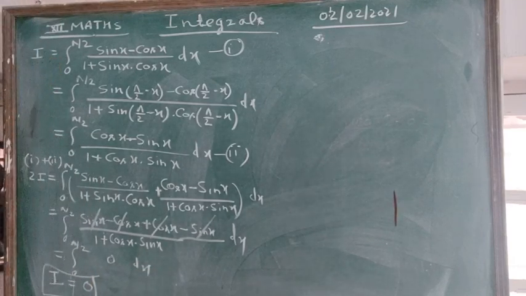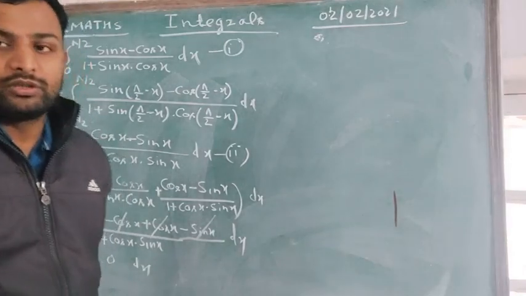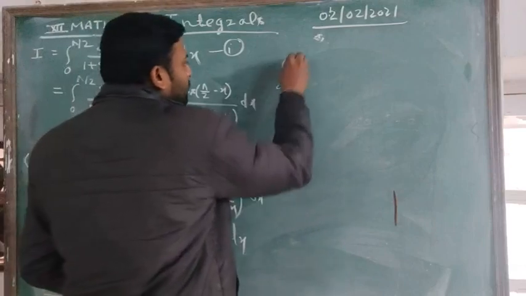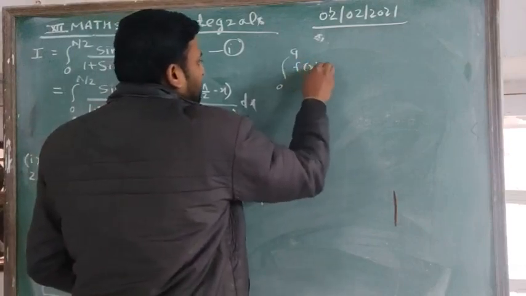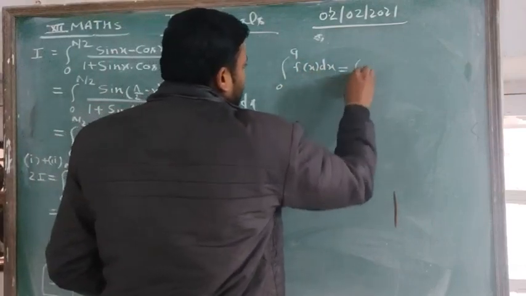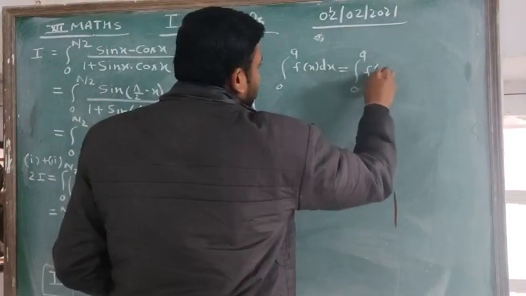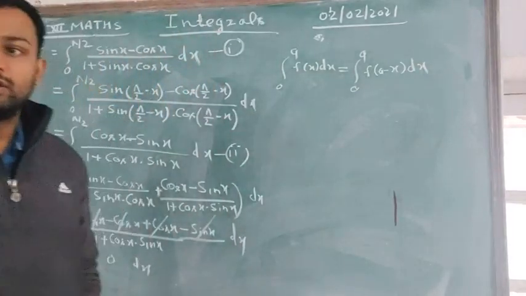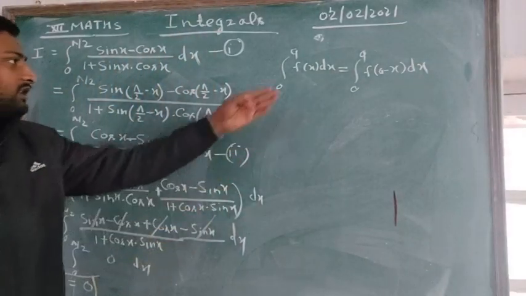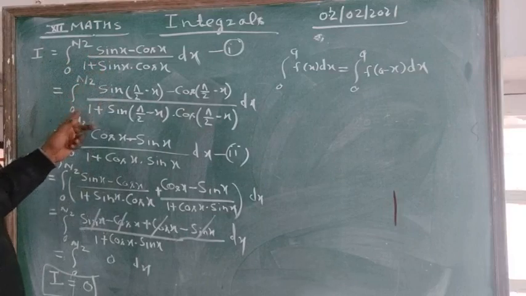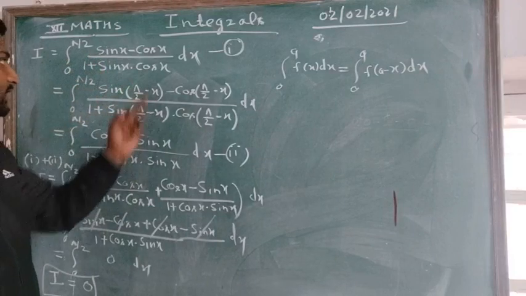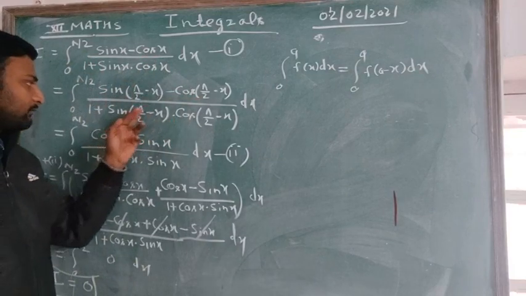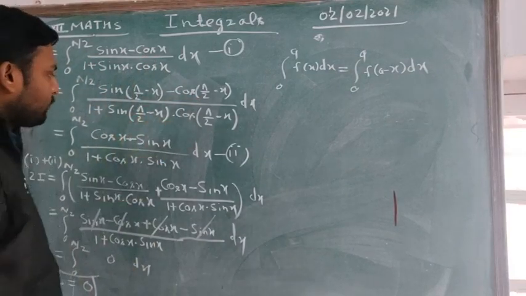I hope you understand, students. This is a very easy question, under which we are just using the property that the integral from 0 to a of f(x) dx is equal to the integral from 0 to a of f(a minus x) dx. So when we use this property, we get from here the integral from 0 to pi by 2 of sin(pi by 2 minus x) and cos(pi by 2 minus x).